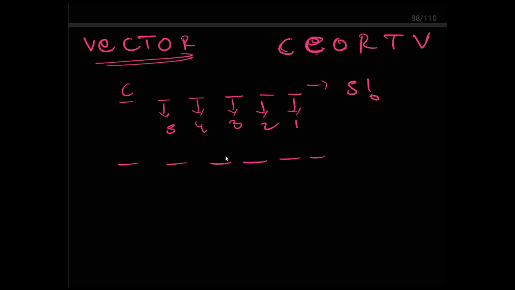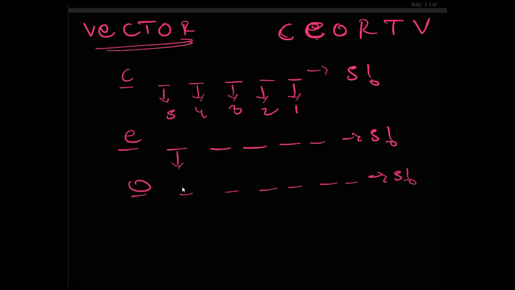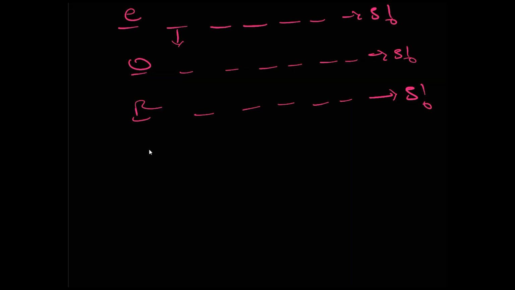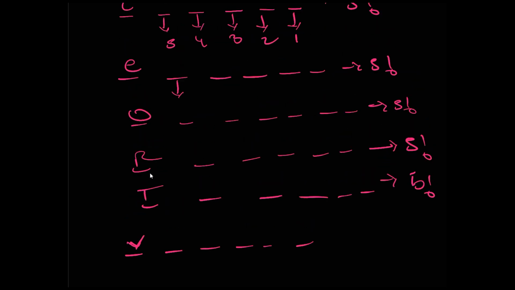Then after that the words will start with letter E, again 5 factorial. After E, the words will start with O, again 5 factorial. After O, words will start with R, again 5 factorial ways, then T, again 5 factorial ways. Now V, we got the first letter.